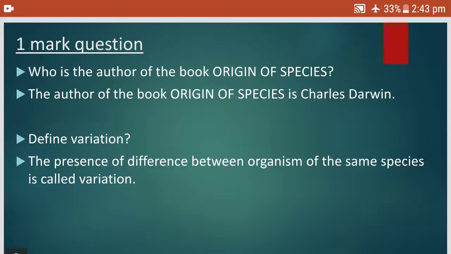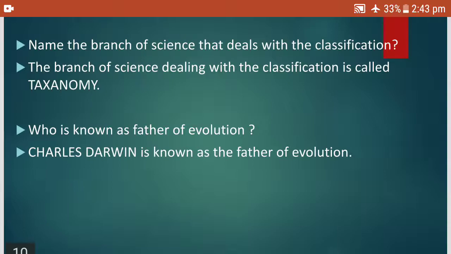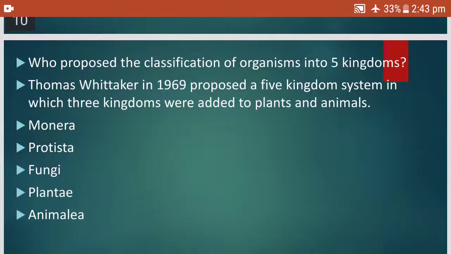Who is the author of the book Origin of Species? The author of the book Origin of Species is Charles Darwin. Define variation. The presence of difference between organisms of the same species is called variation. Name the branch of science that deals with the classification. The branch of science dealing with the classification is called taxonomy. Who is the father of evolution? Charles Darwin is known as the father of evolution.